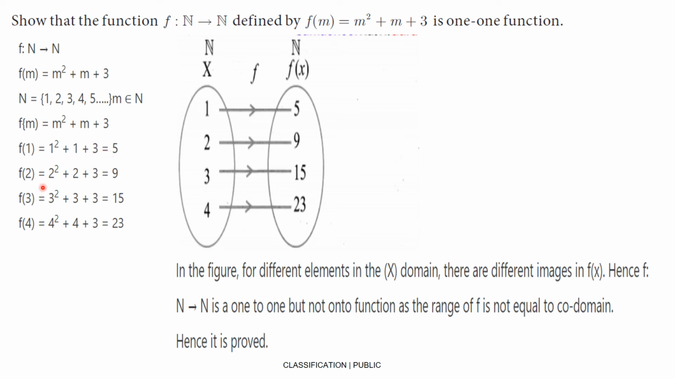Now substitute 2: 2 squared is 4, 4 plus 2 is 6, plus 3 is 9. 3 squared is 9, plus 3 is 12, 12 plus 3 is 15. And 4 squared, you substitute the value: 16 plus 4 is 20, plus 3 is 23. So you map it: 1 goes to 5, 2 to 9, 3 to 15, 4 to 23. Different elements have different images. Therefore, it is a one to one function. Clear?